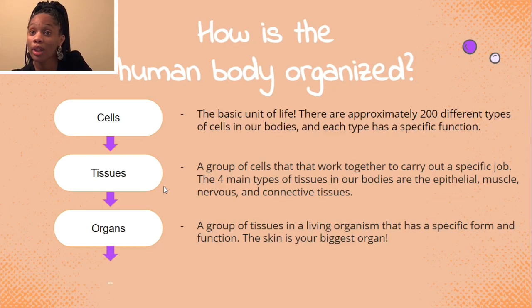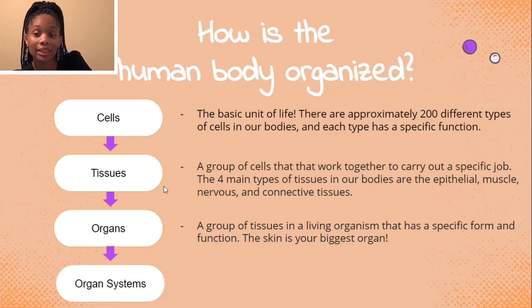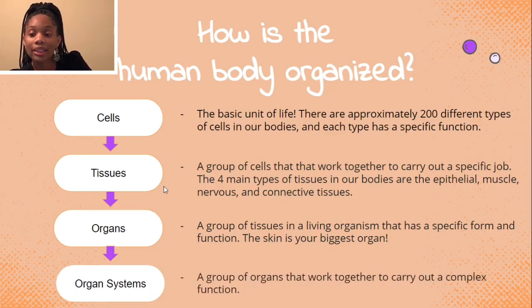Now, after organs, we have our organ systems. Okay, now organ systems are groups of organs that work together to carry out a complex function, a difficult task. And I know you probably have heard of different organ systems, like the digestive system that helps us break down foods and get rid of waste. And then we have our respiratory system that helps us breathe.